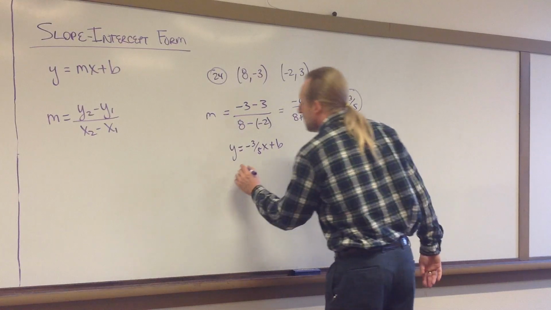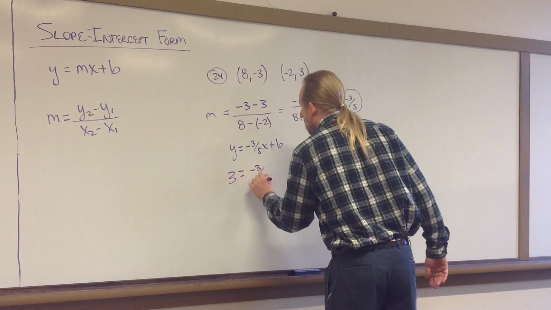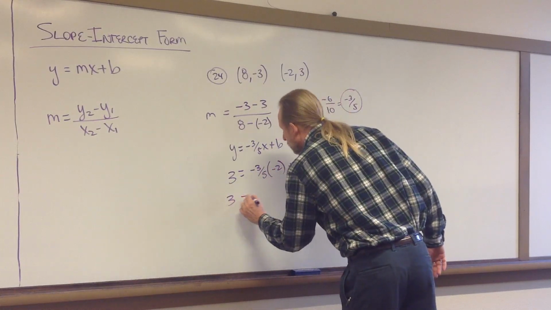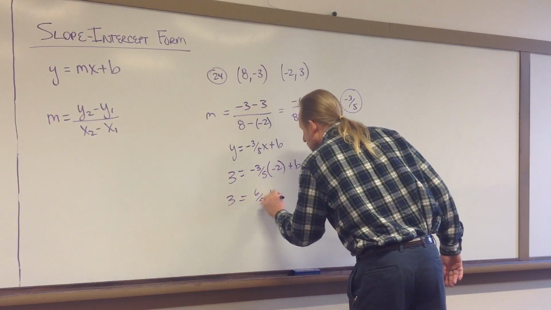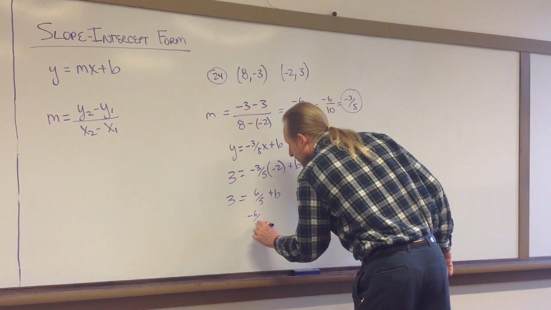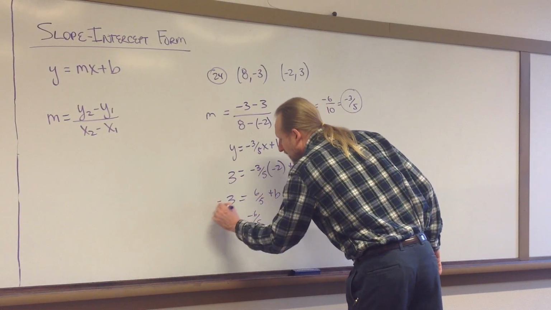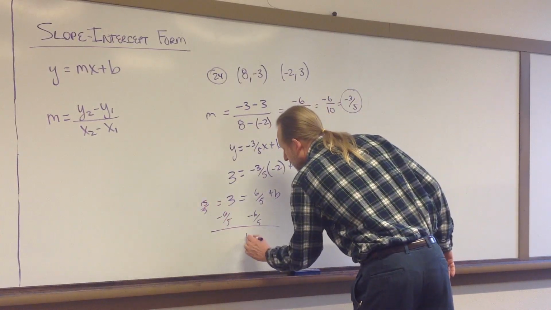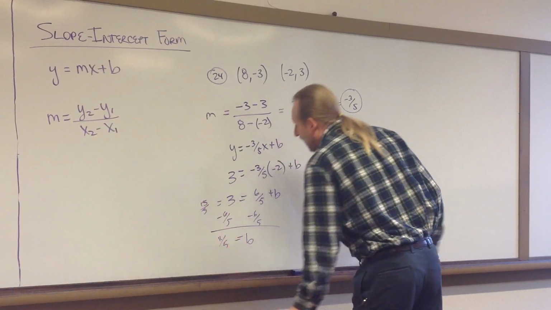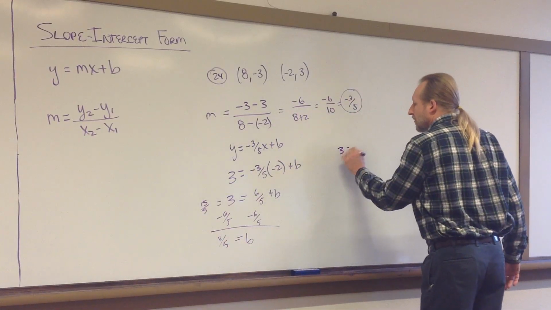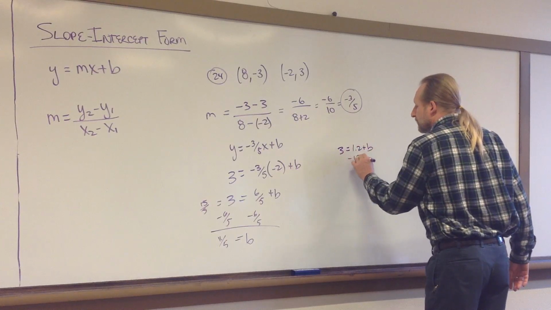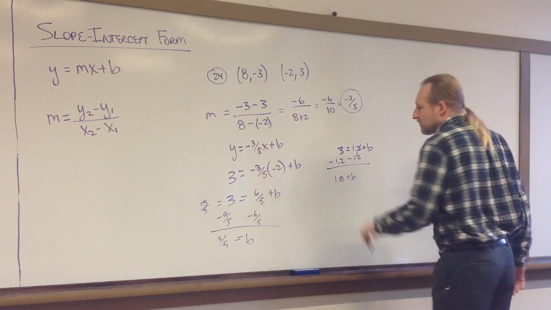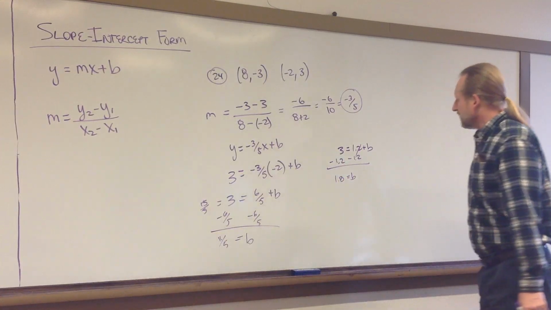I'll take this point right here, 3 for the y, negative 2 for the x. So 3 is positive 6/5 plus b. Subtract the 6/5 on both sides. What is this? 3 is 15/5. So this is going to give us 11/5. And if you do this with decimals, then you subtract the 1.2, and that'll give you 1.8. B is 1.8.